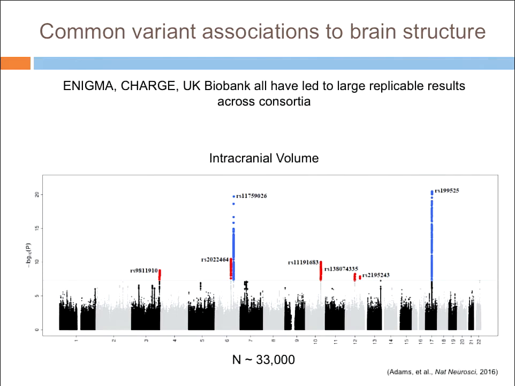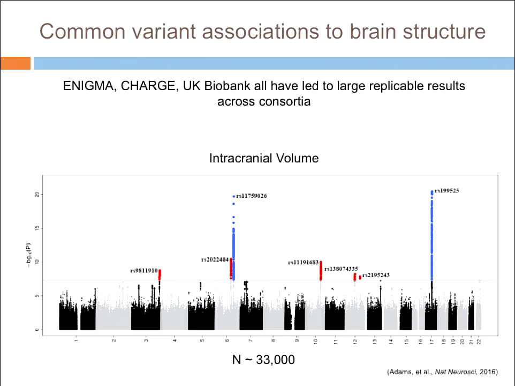So Paul's going to mainly talk about this, but I just wanted to highlight several consortia that are doing common variant associations to brain structure. Again, consortia were needed to get enough sample size to identify significant effects for very low effect size variance. So those consortia are Enigma, Charge, UK Biobank, and they've all led to replicable results.